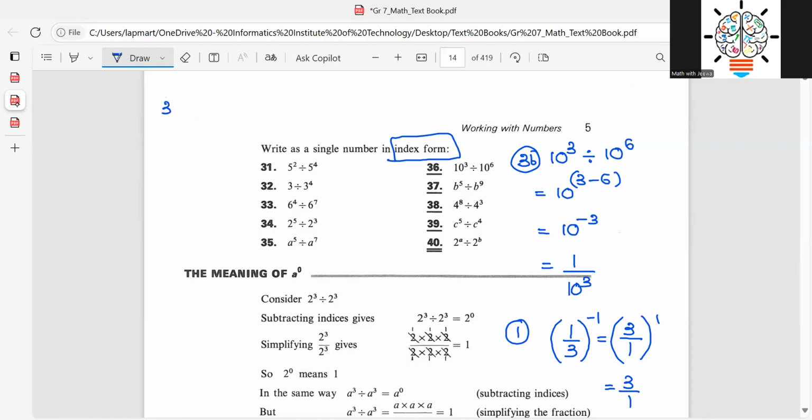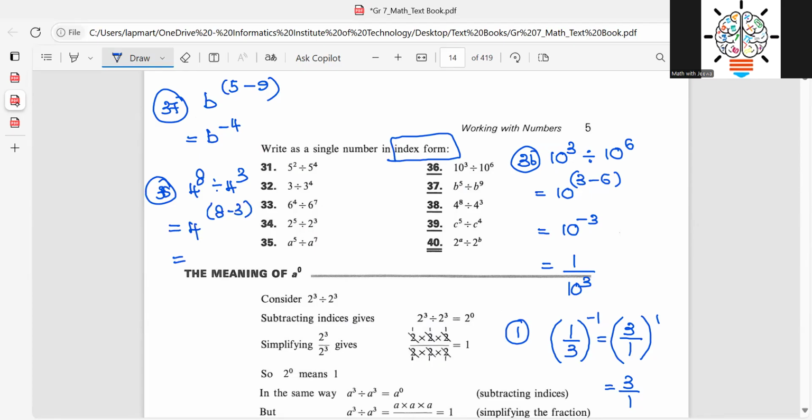So then we'll move to question number 37. The answer here that I'm just writing, I'm not writing the question here, b to the power 5 minus 9. So then b to the power negative 4. So then 38, 4 to the power 8 divided by 4 to the power 3. So then 4 to the power 8 minus 3, so then 4 to the power 5. 8 minus 3, it is 5.